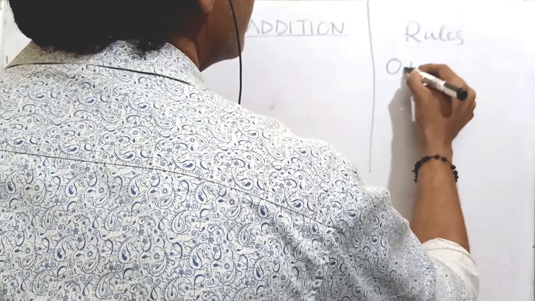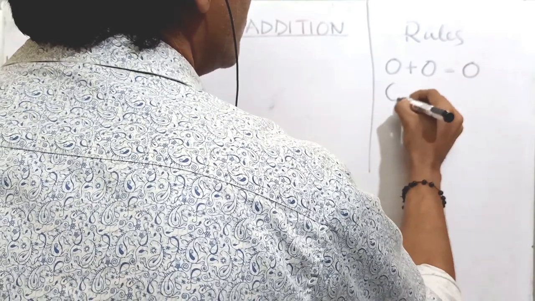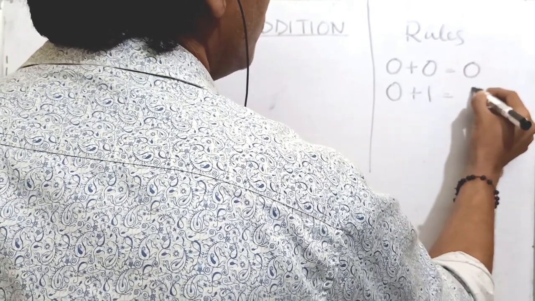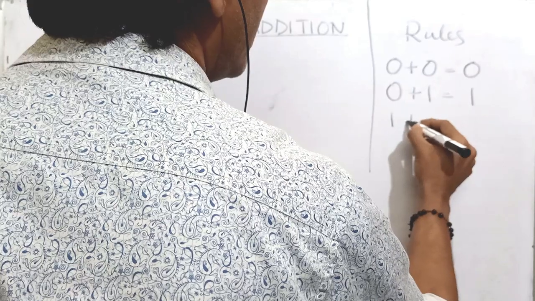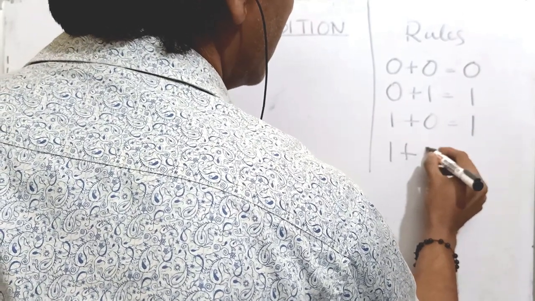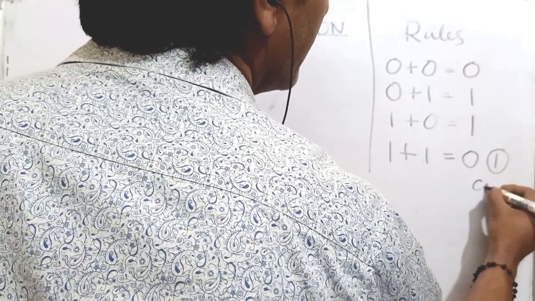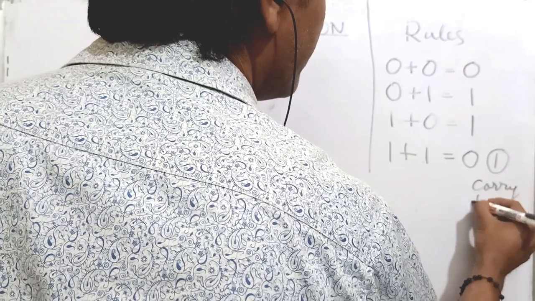Zero plus zero is equal to zero. Zero plus one is equal to one. One plus zero is equal to one. And one plus one is equal to zero, where 1 is carried forward.